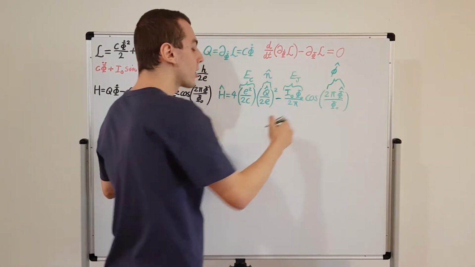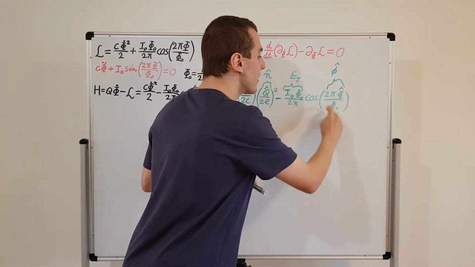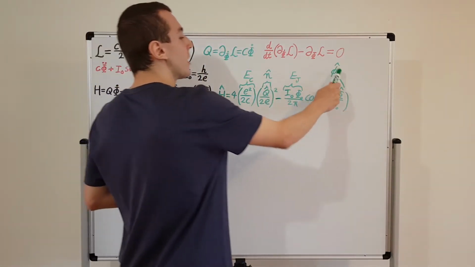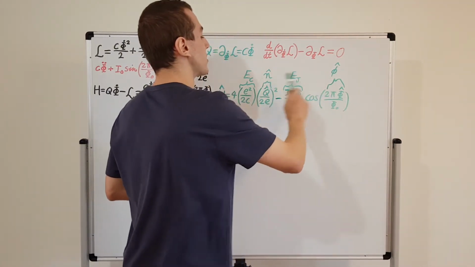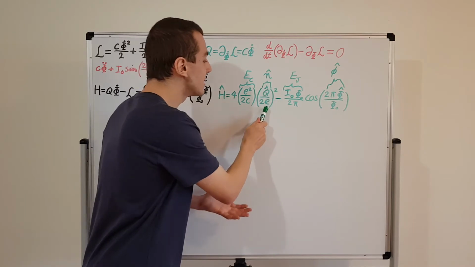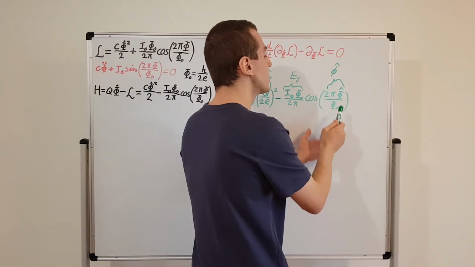And this operator I'm going to call the phase. So this was the flux, and now that I've multiplied it by this constant, I'm going to call it the phase. So these guys are actually dimensionless operators. So we've taken out the dimensions. This charge has been divided by something that has units of charge. And this flux has been divided by something that has units of flux.